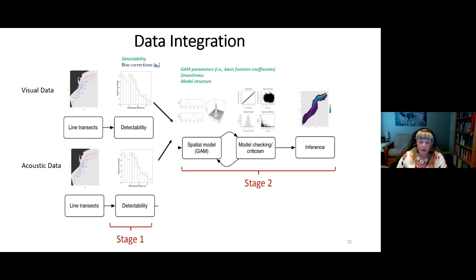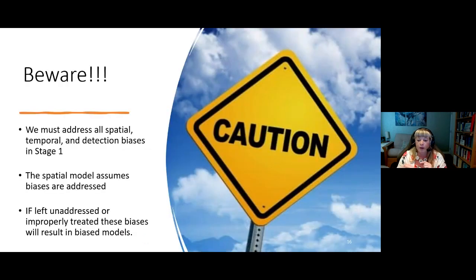And that becomes really important because since we're including data from multiple sources, they're going to be in different locations, we really need to ensure that all biases are addressed. Otherwise, we'll end up with spatial biases in our final spatial models, as we saw in that earlier sperm whale example. So again, the spatial model assumes it's dealing with the same data when fitting the model, and we're going to address this by dealing with all the various biases in stage 1 of our modeling process.